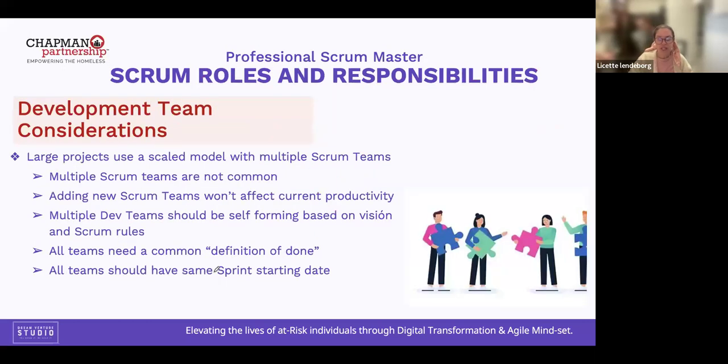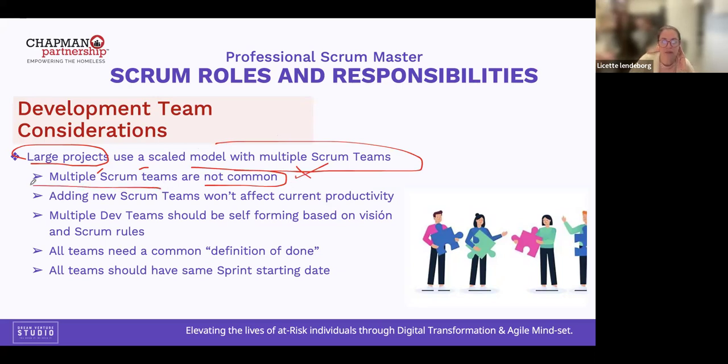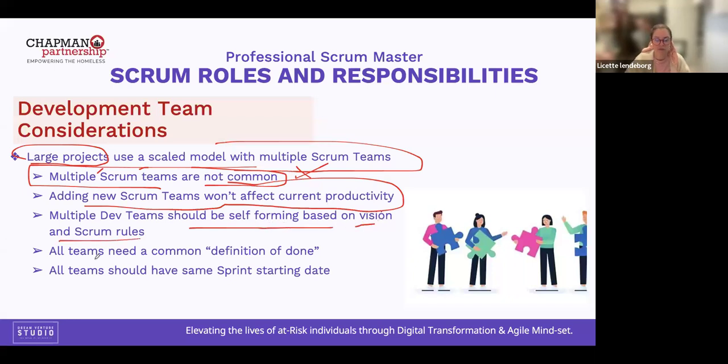Development team considerations: large projects use a scale module with multiple Scrum teams. I mentioned that. Multiple Scrum teams are not common, so it's not part of this class. It's not my intention to explain this, so don't worry about it. Adding new Scrum teams will not affect the productivity. Multiple development teams should be self-forming based on the vision and Scrum rules.